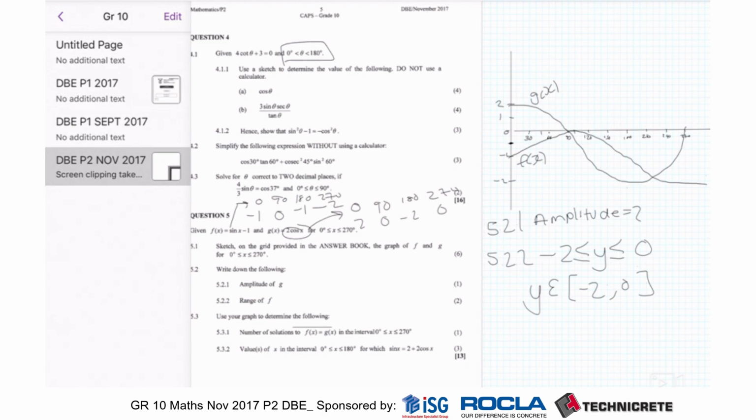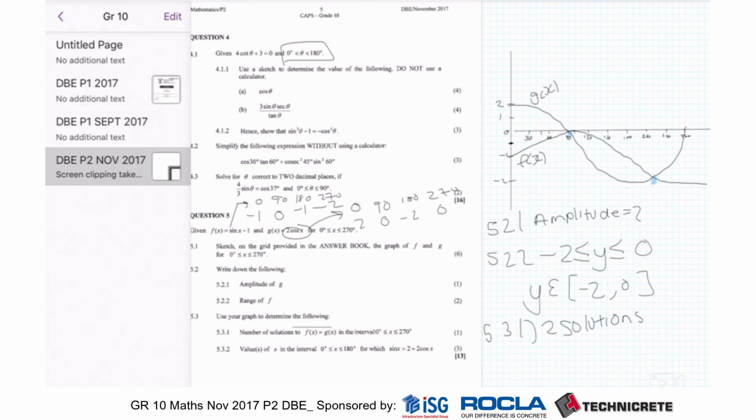Use your graph to determine the number of solutions where f at x is equal to g at x. So how do we determine that? It's where they are touching on the graph. So there's 1, there's 2. Okay, so 5.3.1, that is 2 solutions.